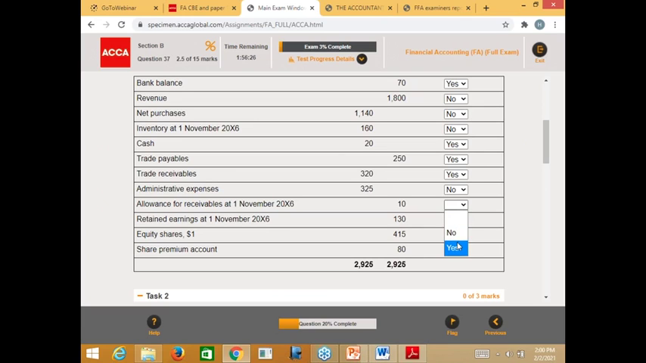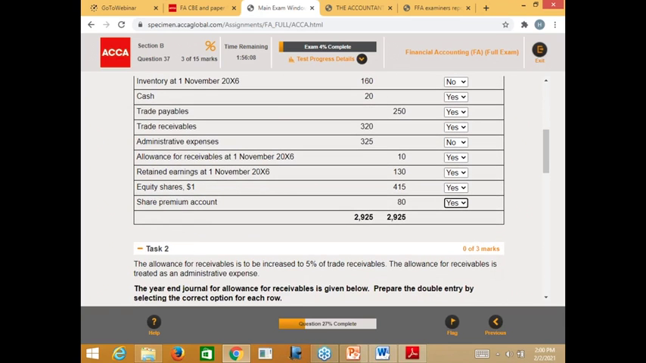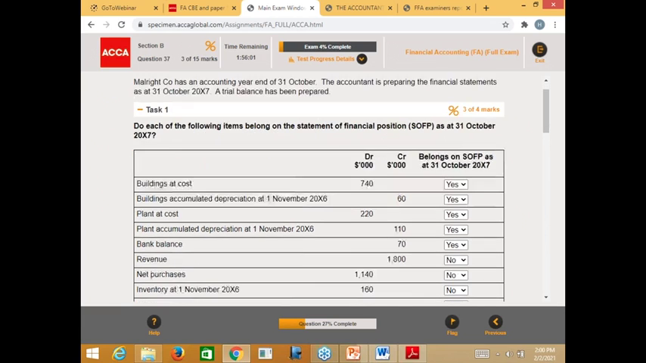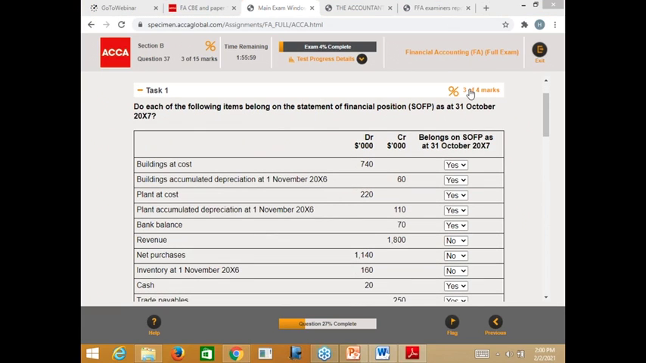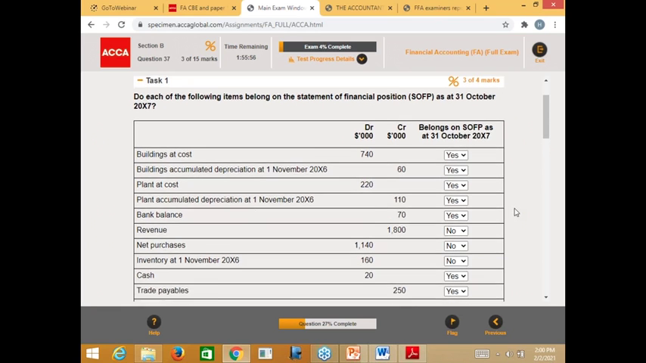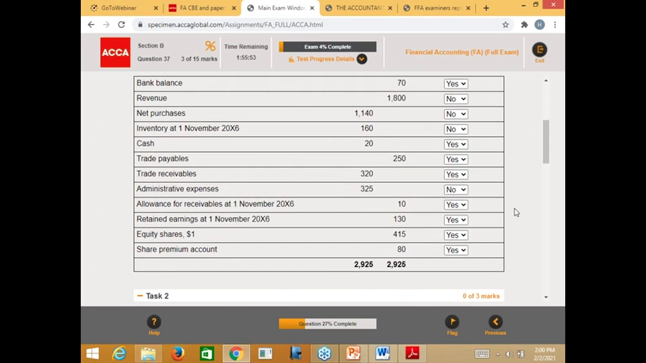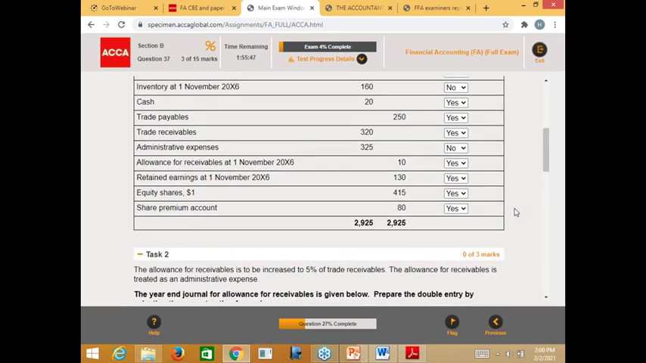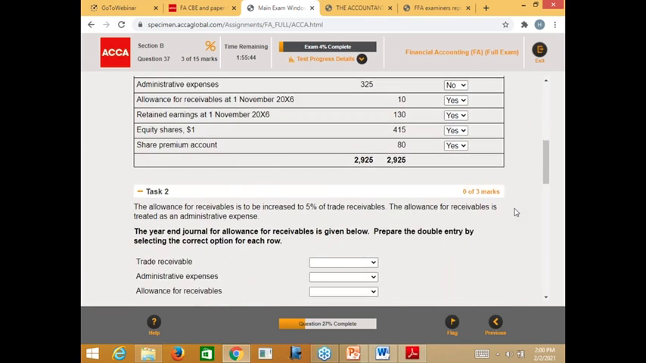Allowance for the receivables, balance sheet item. Retained earnings, balance sheet item. Equity, balance sheet item. Share premium, balance sheet item. That's it. So your task is completed. So all you need to do is to just mark the item whether it is related to balance sheet or income statement.